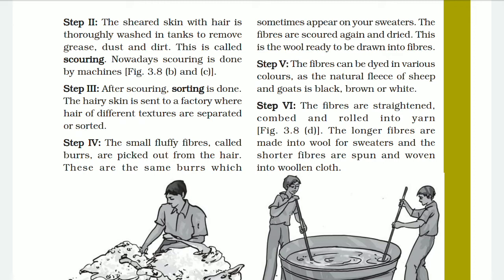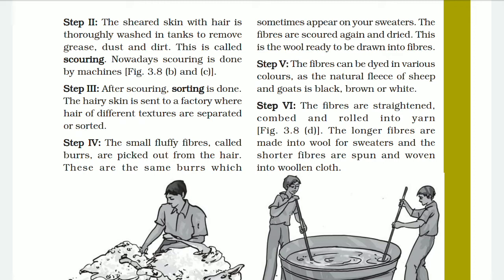The hair skin is sent to the factory where the hair of different textures are separated or shortened. Step four, the small fluffy fibers called burrs are picked out from the hair. These are the same burrs which sometimes appear on your sweater. The fibers are scoured again and dried. This is the wool ready to be drawn into fibers.